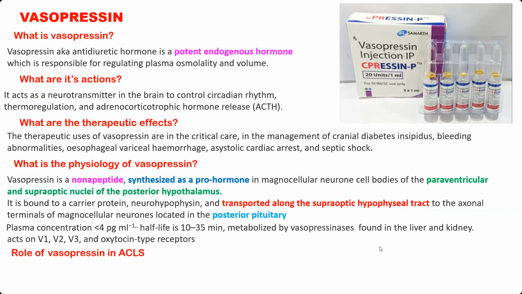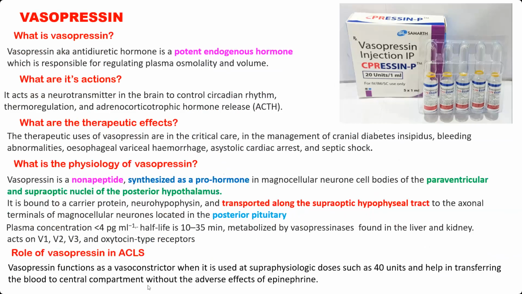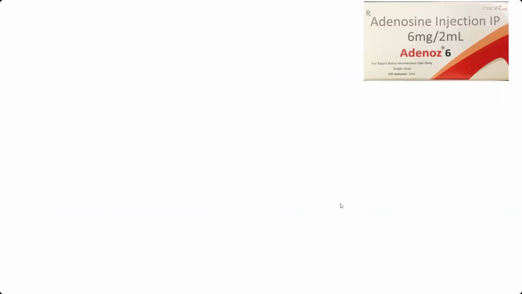What is the role of vasopressin in ACLS, advanced cardiac life support? It is the second-line drug. What are the modifications of the guidelines? Vasopressin functions as a vasoconstrictor when used at supraphysiological doses such as 40 units, and helps in transferring blood to the central compartment without the adverse effects of epinephrine. When you use large doses of epinephrine, after the heart starts beating and return of spontaneous circulation is regained, the heart goes into severe tachycardia because of the effect of epinephrine, and also severe systemic vascular resistance. All these ill effects will not be there if you use vasopressin. That is why it is recommended in cases where this problem happens.